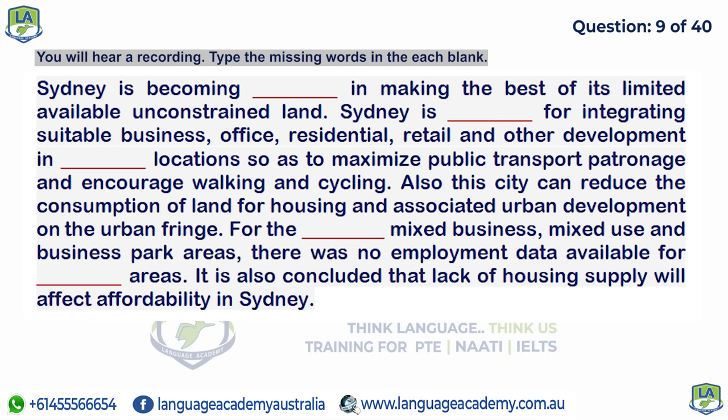Sydney is becoming effective in making the best of its limited available unconstrained land. Sydney is suitable for integrating business, office, residential, retail and other development in accessible locations so as to maximize public transport patronage and encourage walking and cycling. Also, this city can reduce the consumption of land for housing and associated urban development on the urban fringe. For the proposed mixed business, mixed use and business park areas, there was no employment data available for comparable areas. It is also concluded that lack of housing supply will affect affordability in Sydney.